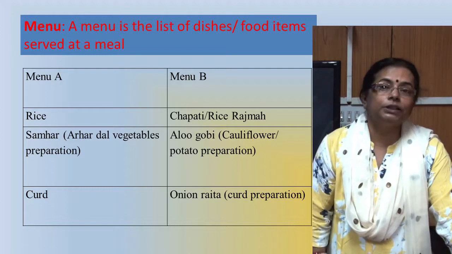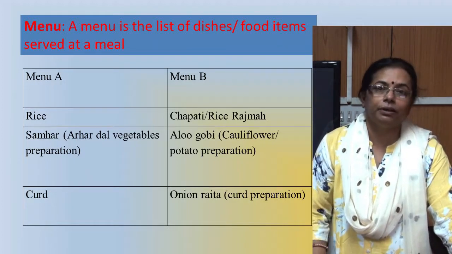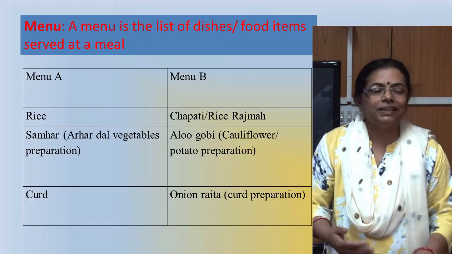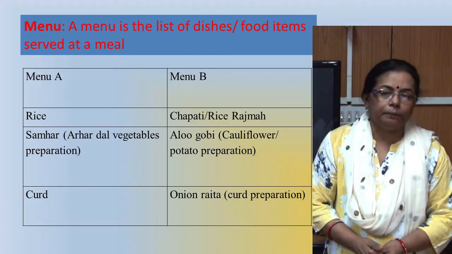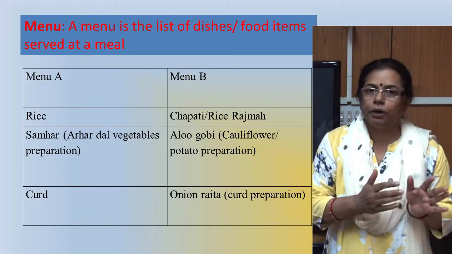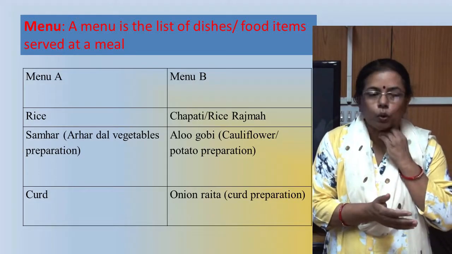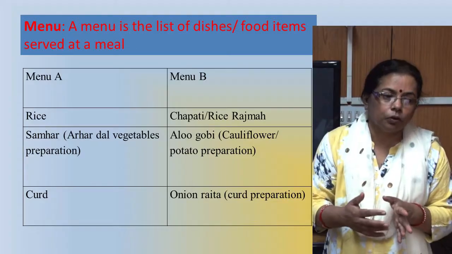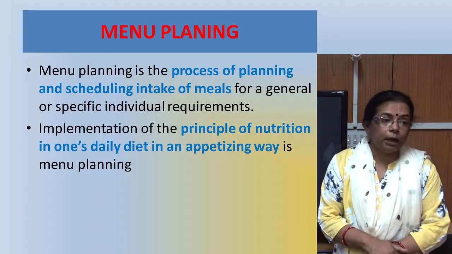You all know what a menu is because you love to explore different types of menus at different restaurants. Menu is the list of dishes or food items served at a meal. Here I have given two examples of menus. Menu A is generally followed in South Indian households, and menu B is followed in North Indian households. Now, what is menu planning?